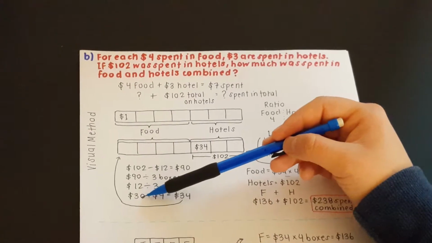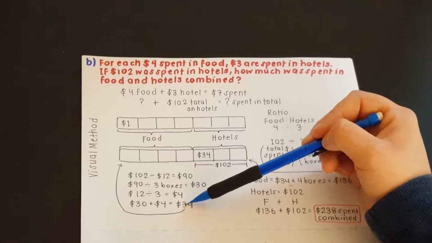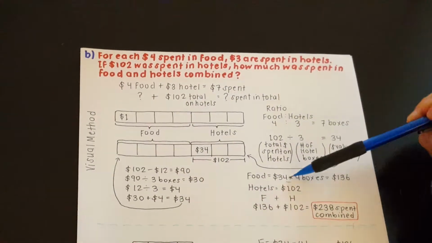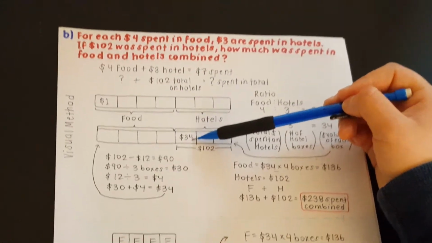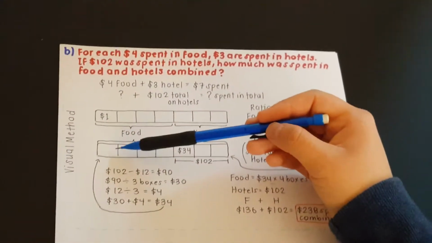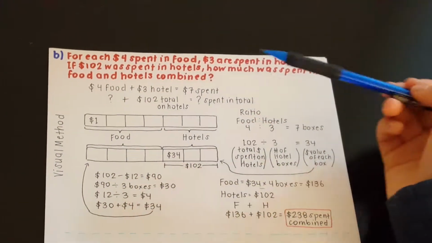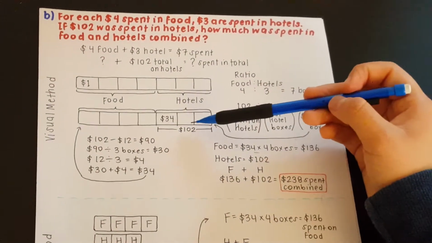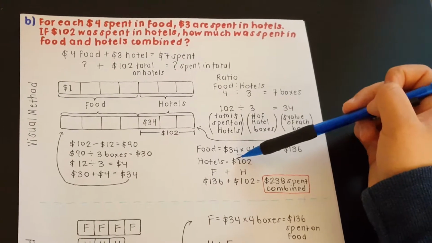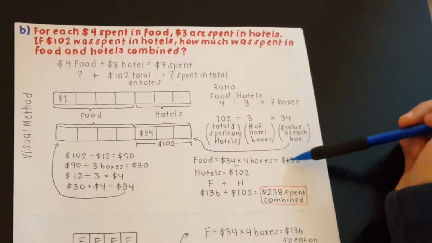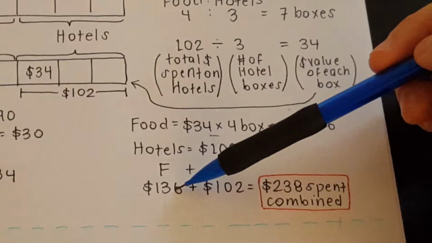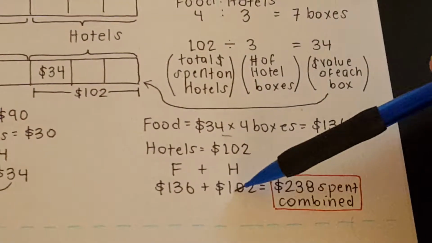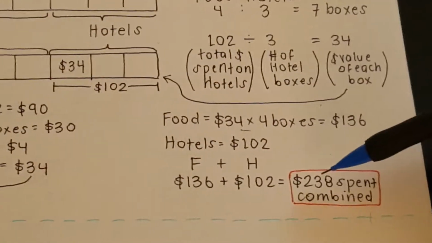Now if we add $30 plus $4, that gives us $34, which is the value of each box for food and hotels. So totaling up the amount of money spent on hotels, which is $102, and the amount of money spent on food, we get $136 plus $102 to give us a total of $238 spent combined.